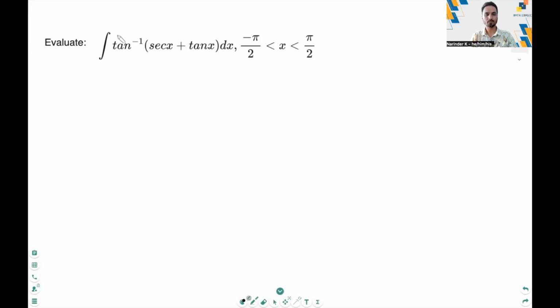In this video, we are evaluating the integral of tan inverse of sec x plus tan x dx, where x lies between minus pi over 2 to pi over 2. We will solve this problem in 5 steps.